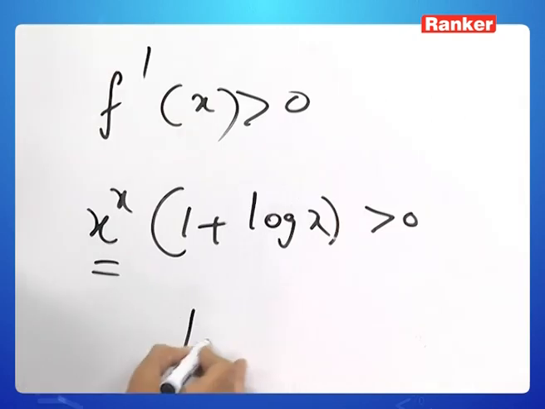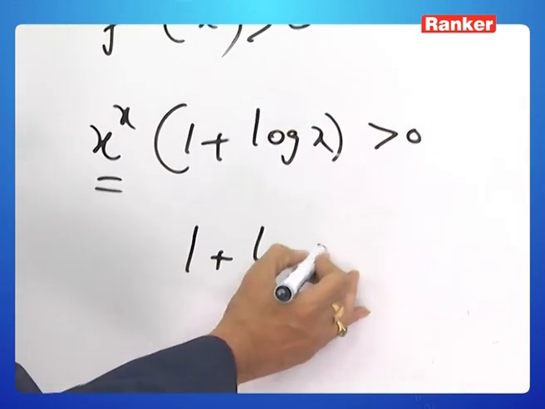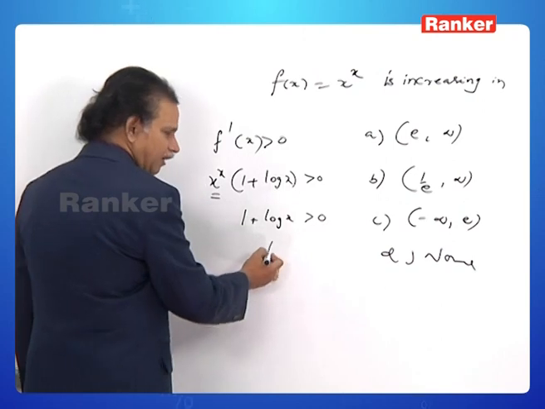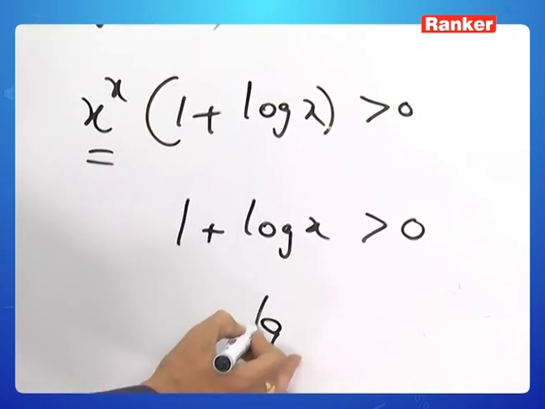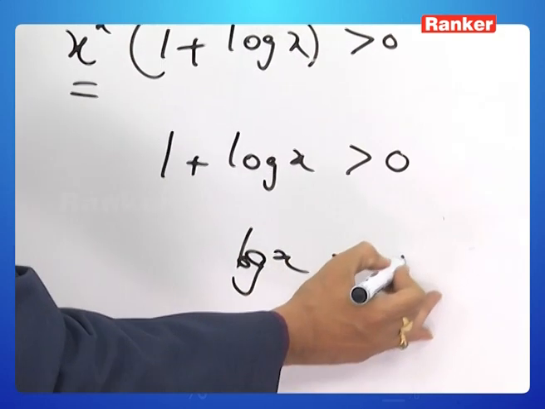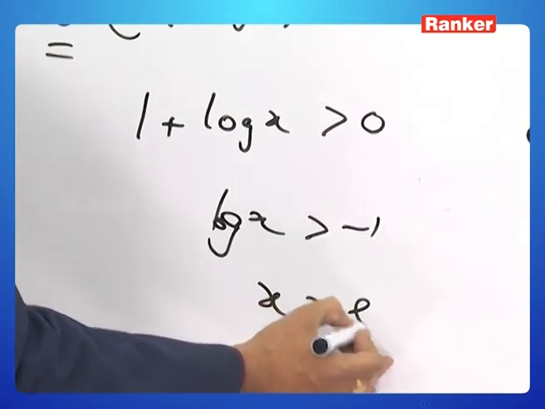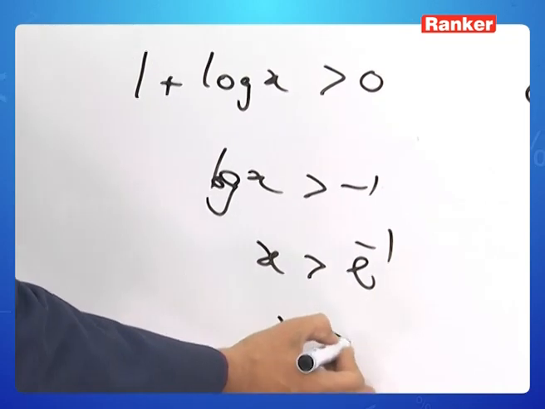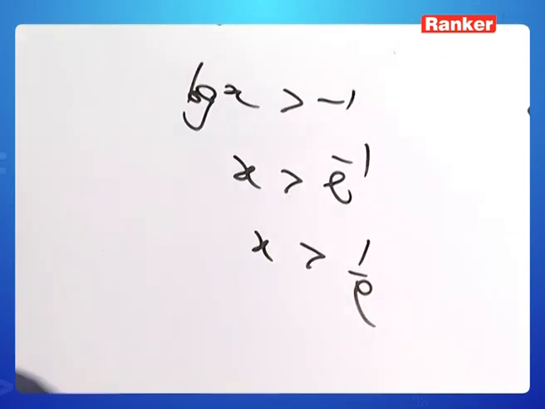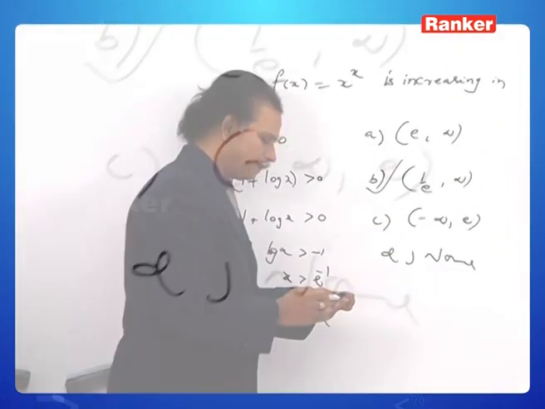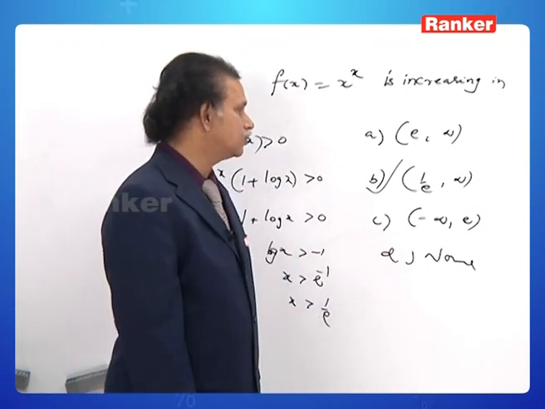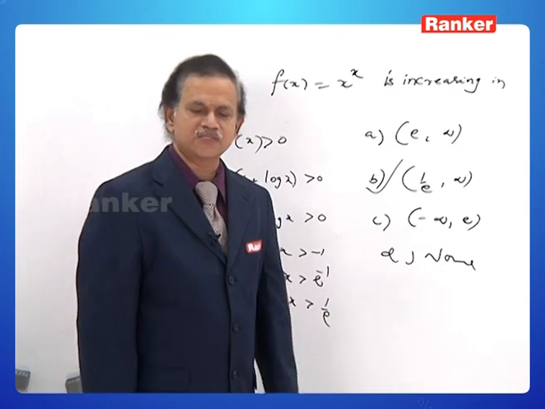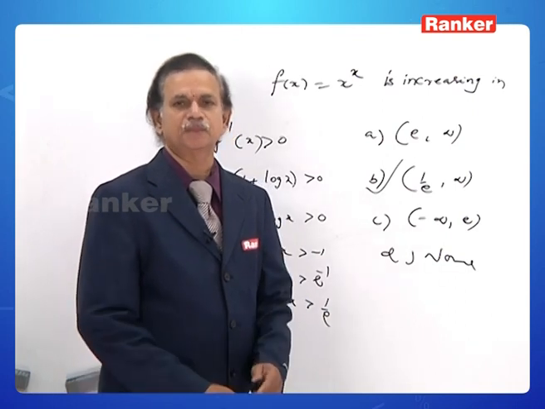That is, what should happen? 1 plus log x must be greater than 0, or log x must be greater than minus 1. That is x must be greater than e power minus 1. That is x is greater than 1 by e. What is the right option to be pointed here? This is the open interval 1 by e to infinity. Like that we proceed.